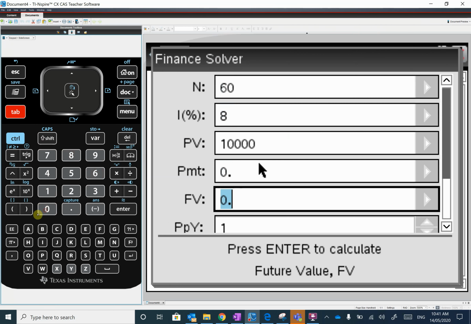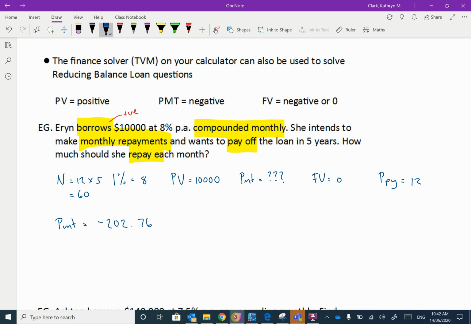Lo and behold, I do get a negative value, negative 202.76. So my payment should be $202.76. Remember, our value is negative because that's money I have to give to the bank. Giving money makes us sad.